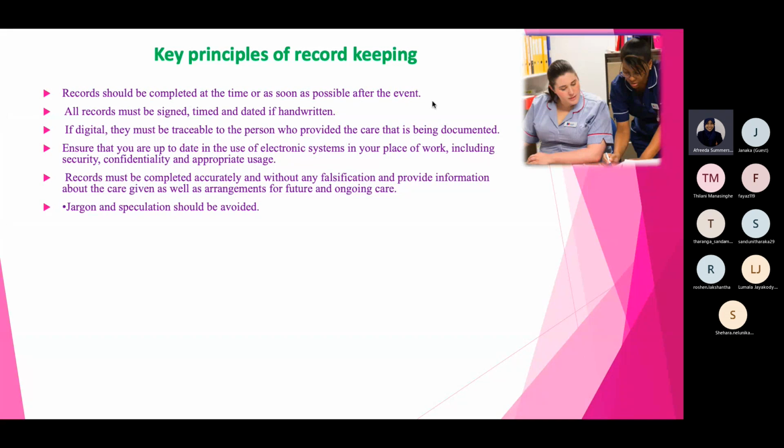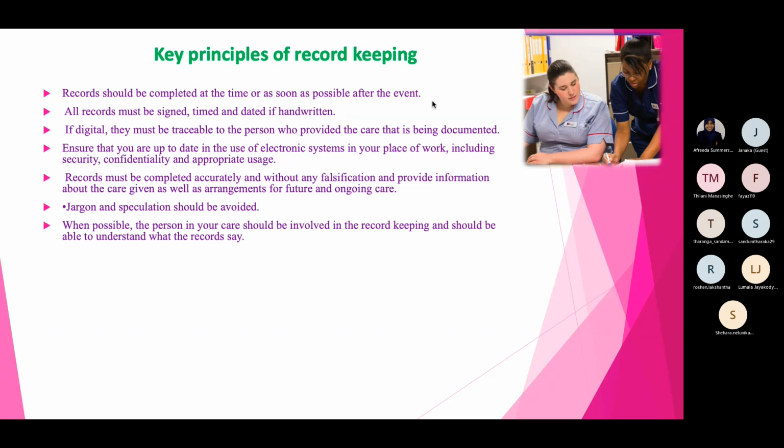Jargon and speculation should be avoided. Like, you don't need to say, oh, the patient is very beautiful, the patient is this, the patient is that. No, those are jargon. You need to be very professional, with very relevant record keeping: name, age, diseases, all those things, nothing more, nothing less.